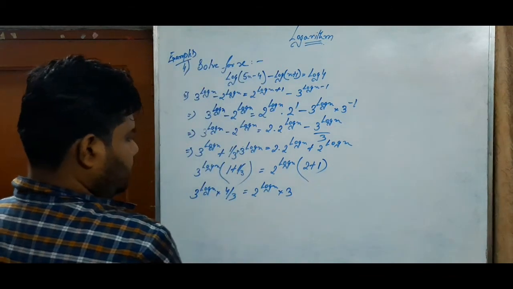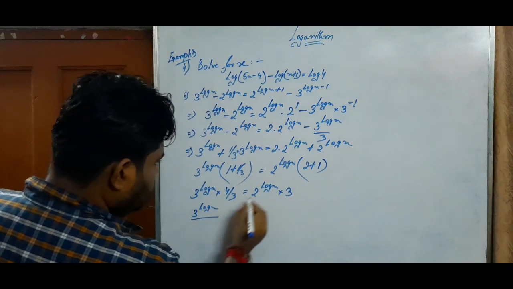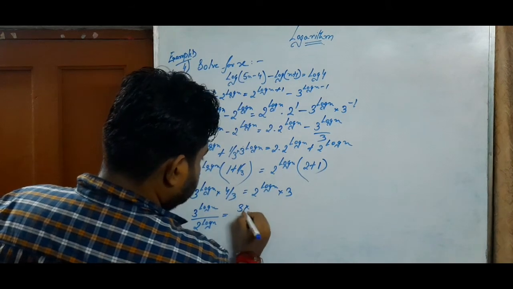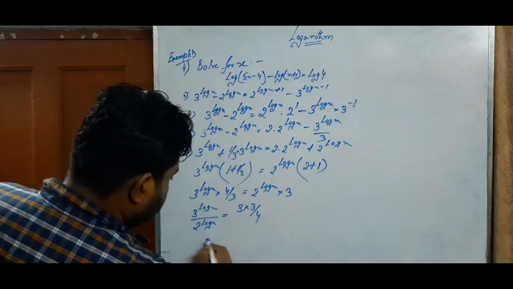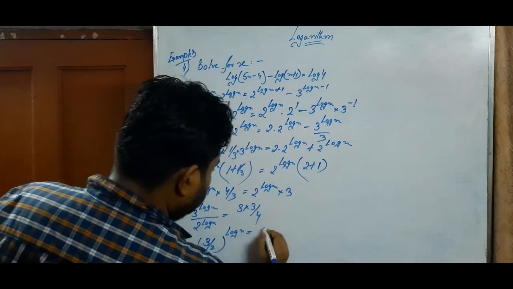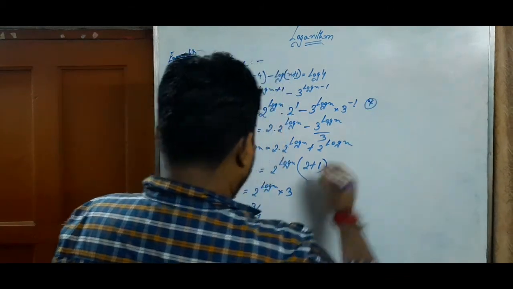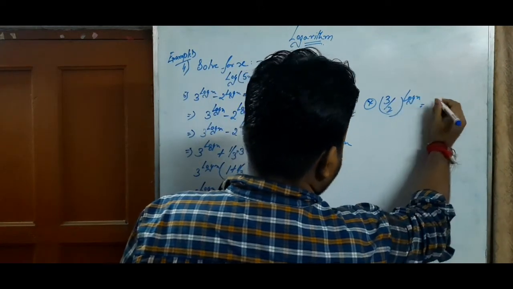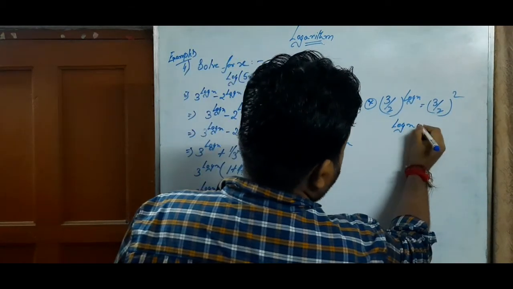Therefore 3 to the power log x into 4 by 3 equals 2 to the power log x into 3. Okay, now we can write 3 to the power log x by 2 to the power log x equals 3 into 3 by 4. Okay, now we can write, that is (3 by 2) whole to the power log x equals 9 by 4. Therefore (3 by 2) whole to the power log x equals (3 by 2) whole square. Therefore log x equals 2.